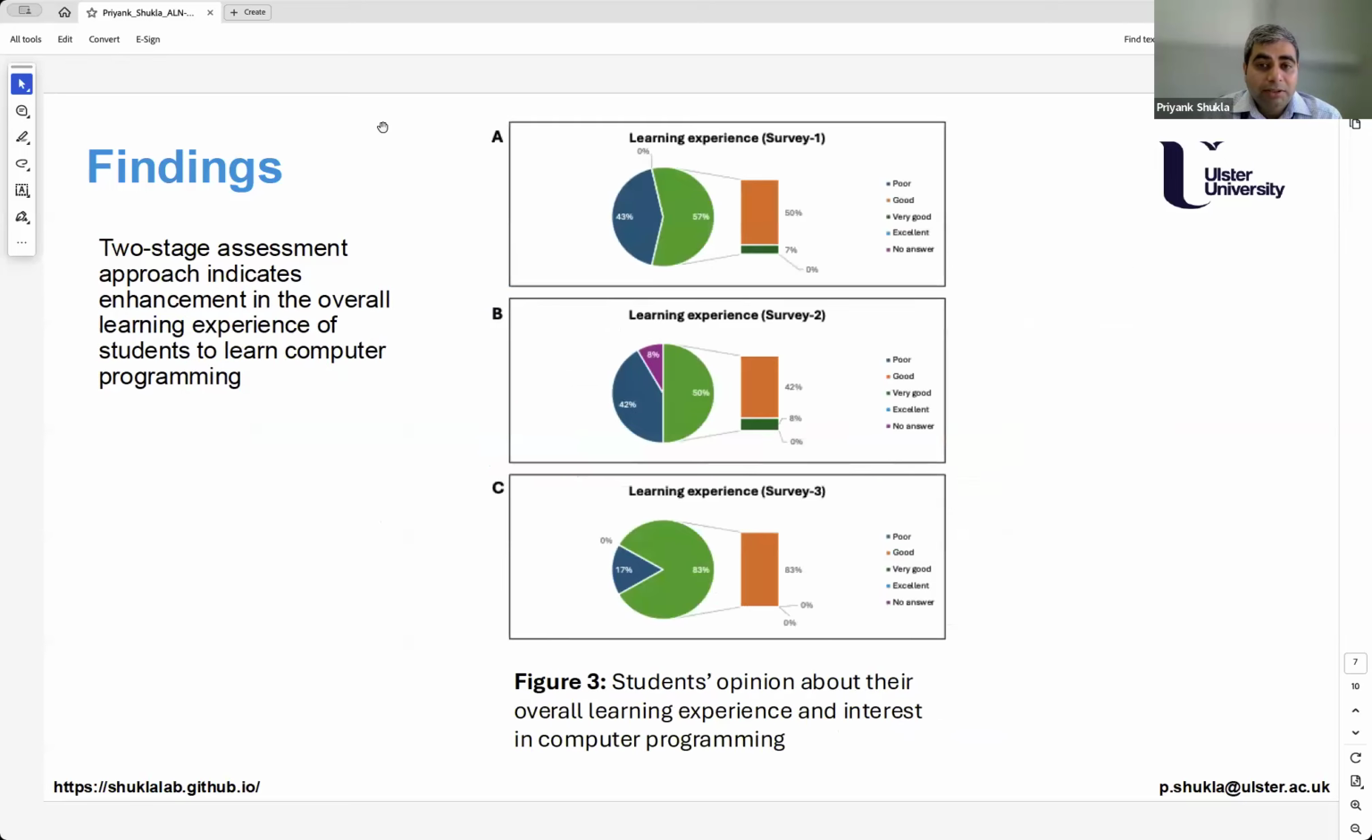So the other thing was overall learning experience. And again, we saw improvement in that as well, from 57% to roughly 80%, where as the module progressed, their opinion was that overall, their learning experience about learning programming has improved.